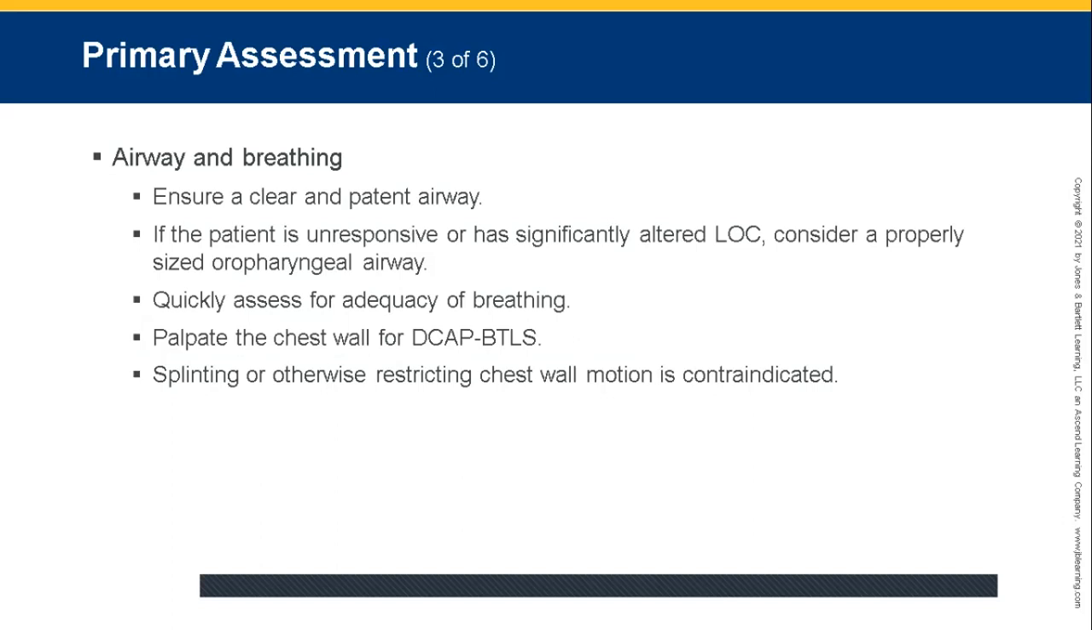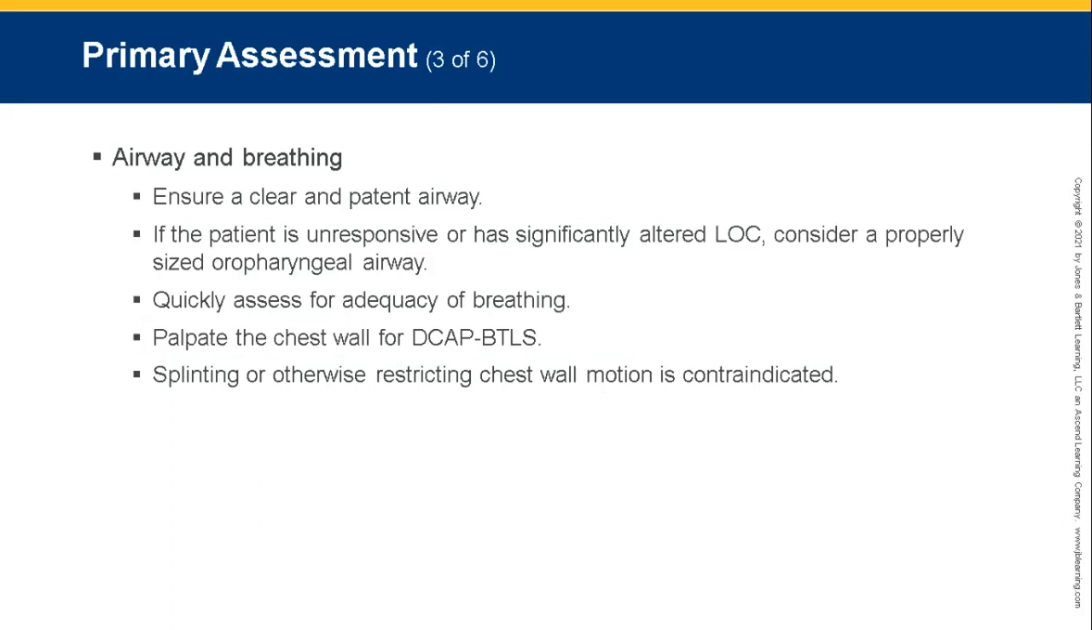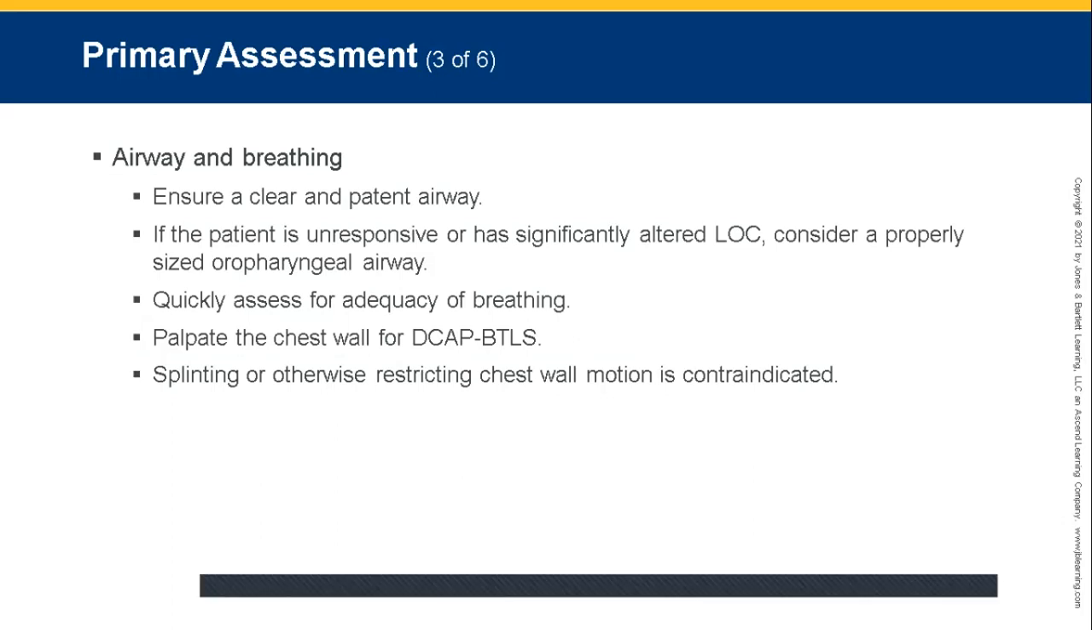If the patient is unresponsive or has a significantly altered level of consciousness, consider a properly sized oropharyngeal airway. To determine if an airway is required, you must look at the patient's level of consciousness, whether or not a gag reflex is present, and whether or not the patient has poor chest rise or no chest rise. Make sure you assess for your indicators.